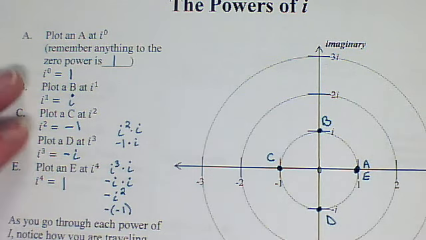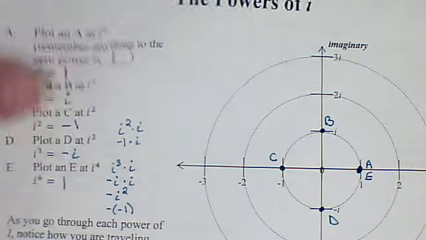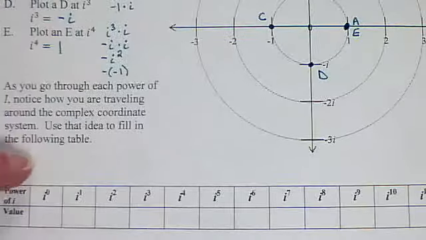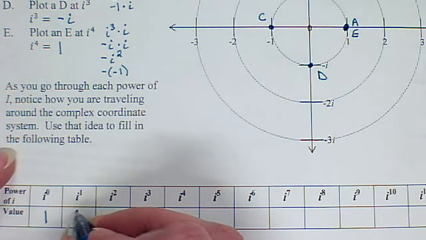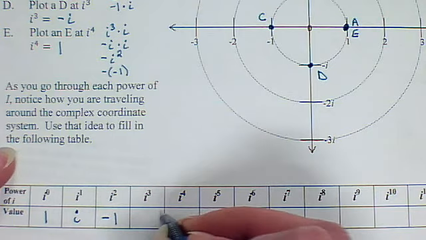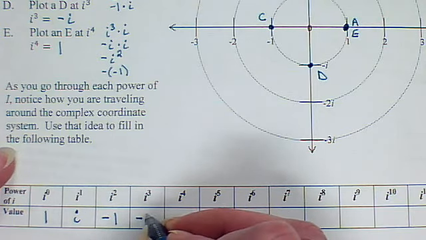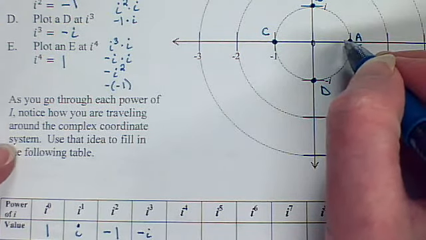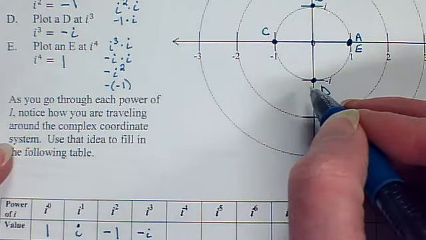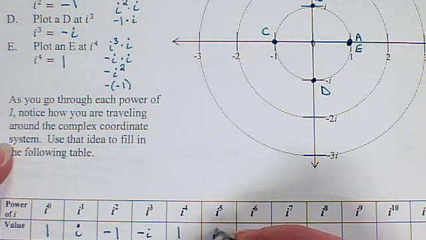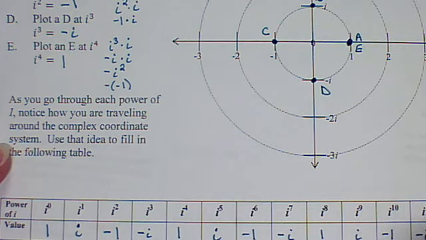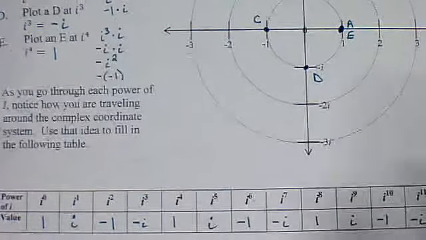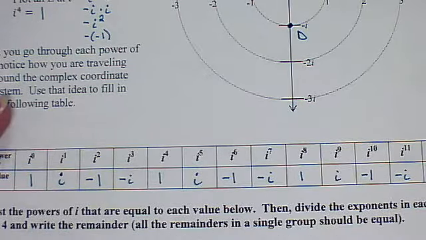So we get this little cycle. Let's fill in this table and see what happens. i to the 0 was 1. i to the first power is i. i squared is -1. Then i cubed was -i. So we're going around the circle: 1, i, -1, -i, 1, i, -1, -i. We just keep going around and around.